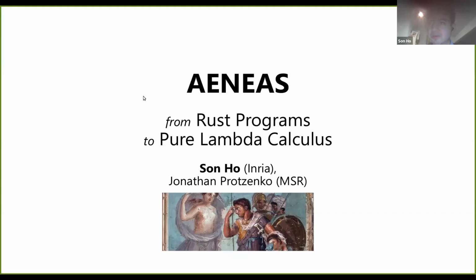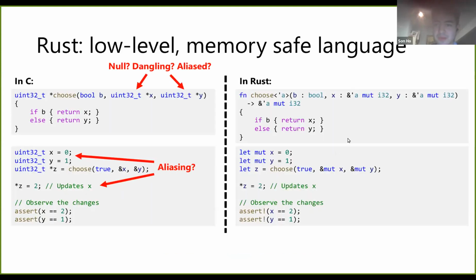Everyone. So as Xavier said, I'm going to introduce Aeneas, which is a new verification pipeline for safe Rust programs. I'm going to skip the presentation of the language. The only important thing is that we'll use this following very simple example throughout the presentation.